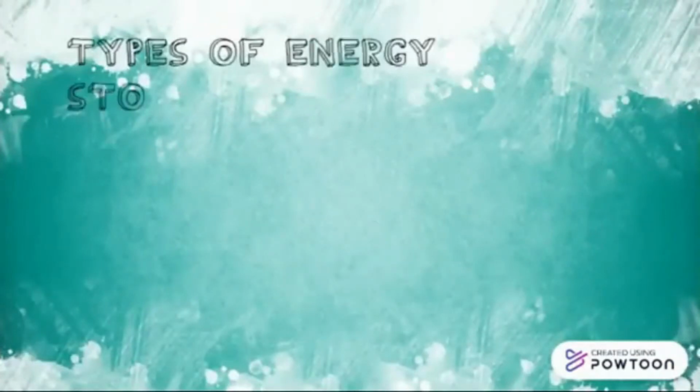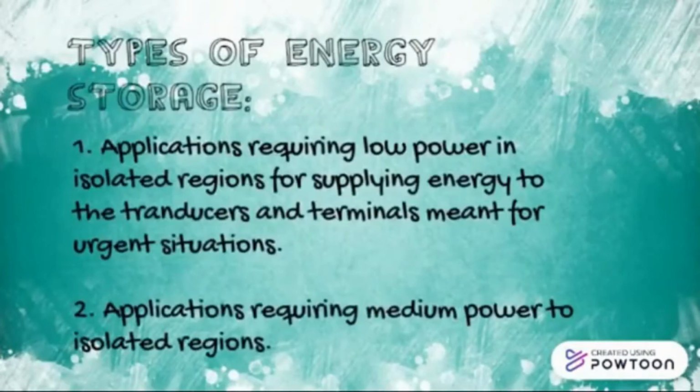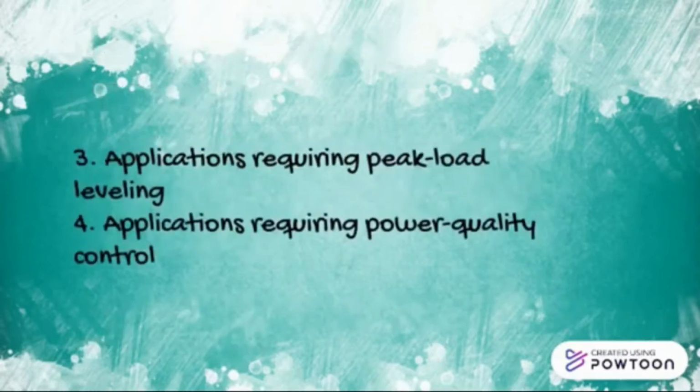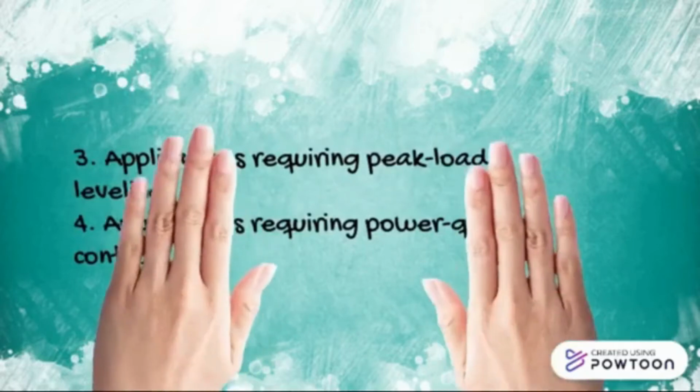Next, types of energy storage. It can be classified into four major types. Application requiring low power in isolated regions for supplying energy to the transducer and terminal means for urgent situations, application requiring medium power in isolated regions, applications requiring peak load leveling, and application requiring power quality control.